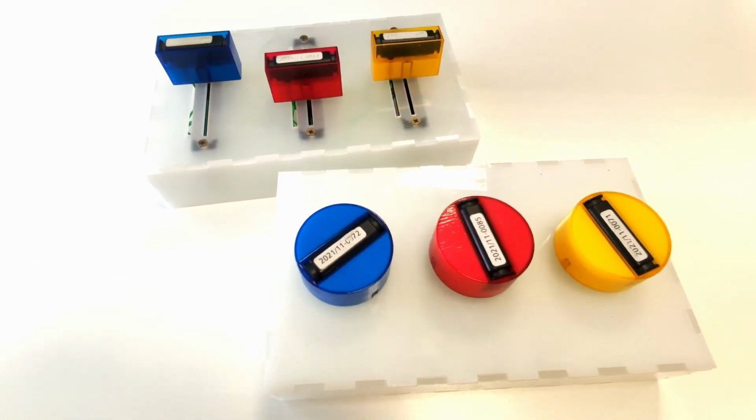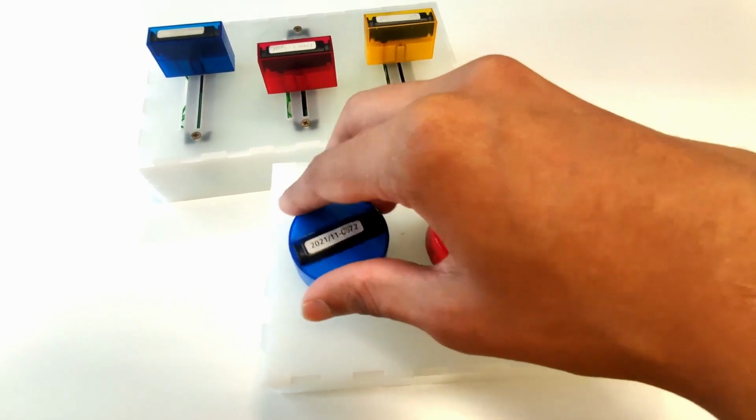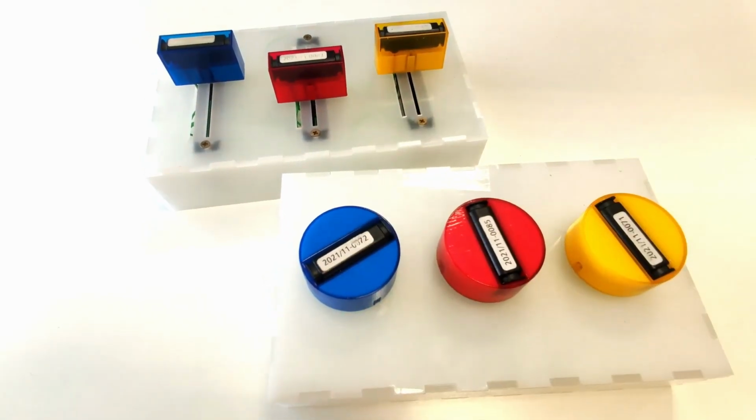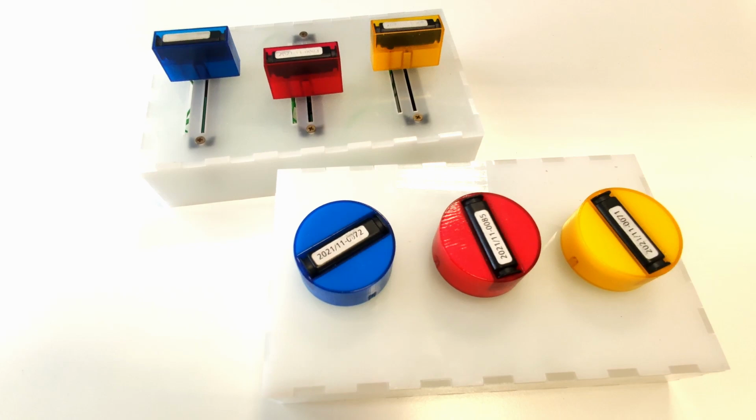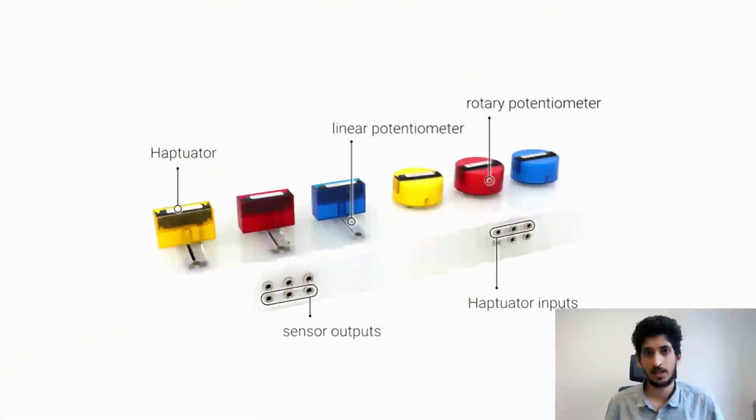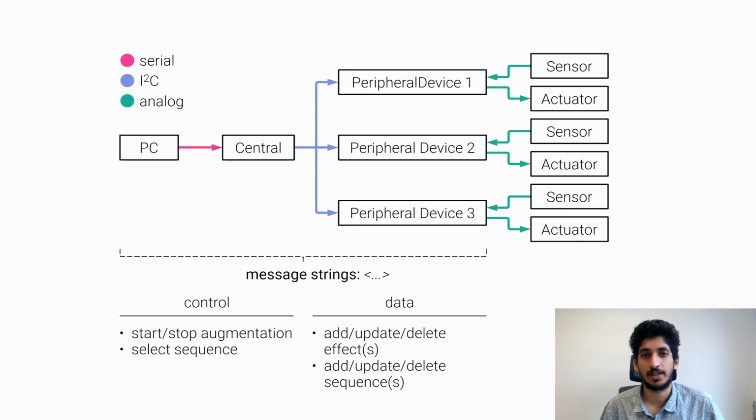We have two tangible user interfaces, the sliders and the knobs. Both of them have vibrotactile actuators on the top to provide vibrotactile feedback. The communication is unidirectional from the graphical user interface on the PC to the central microcontroller. The central microcontroller sends the designed vibrotactile effect sequences to peripheral controllers using the I2C communication protocol, and then each peripheral device communicates with one of the tangible user interfaces, either the sliders or the knobs.